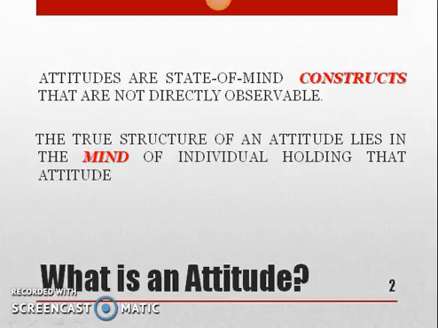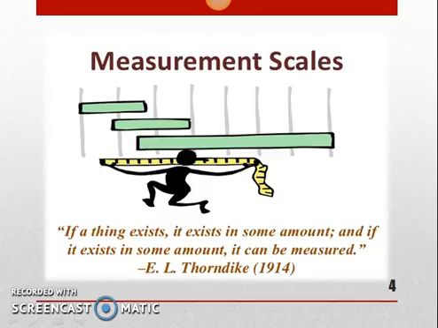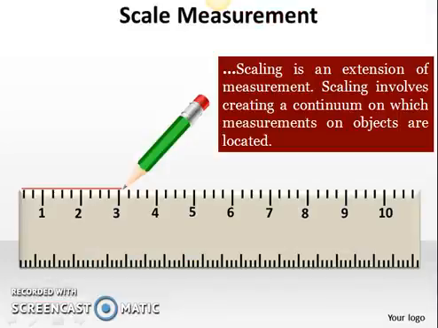For measuring, we need to know what measurement and scaling are. The term measurement means assigning numbers or some other symbols to the characteristics of certain objects. When numbers are used, the researcher must have a rule for assigning a number to an observation in a way that provides an accurate description. There is one statement: if a thing exists, it exists in some amount, and if it exists in some amount, it can be measured.